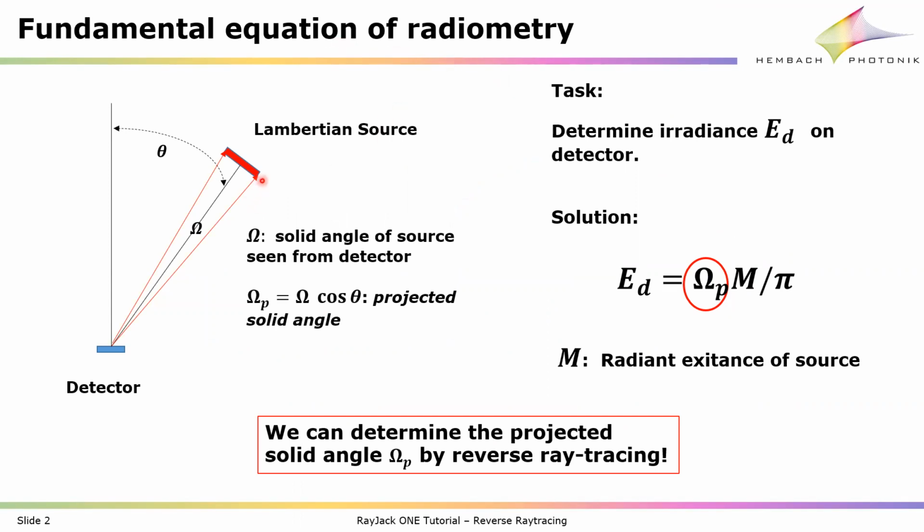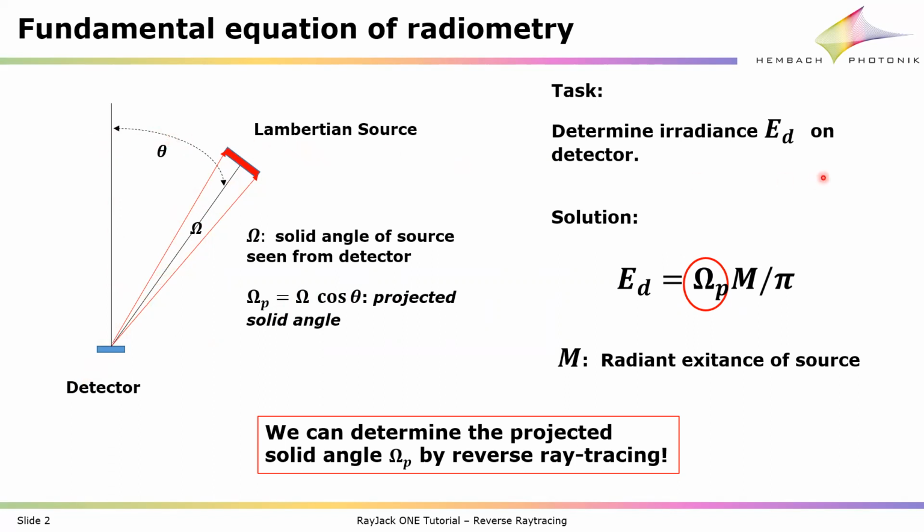Look here at a Lambertian light source and a detector, and let omega be the solid angle under which the source is seen from the detector. I introduce another quantity, the so-called projected solid angle, which is omega times the cosine of theta, which is the angle relative to the normal of the detector.